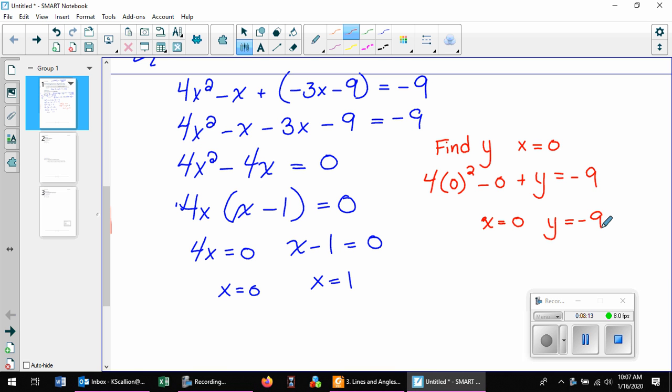Did you guys get -9? Yeah. So that's the whole point: that is a solution because both equations cross that exact point. So it doesn't matter which one you sub into. My advice to you is sub into the less complicated one. If there's one with fractions and things like that, I may not pick that one to sub into.